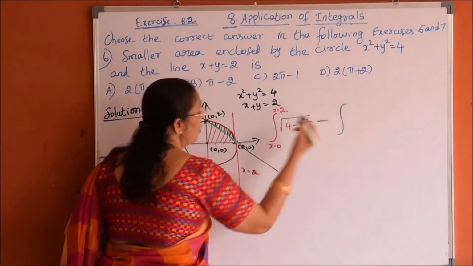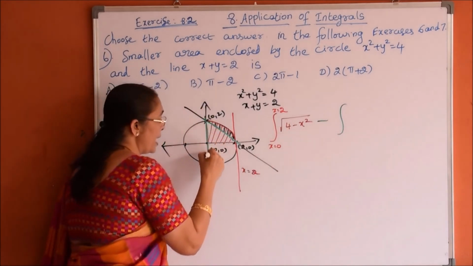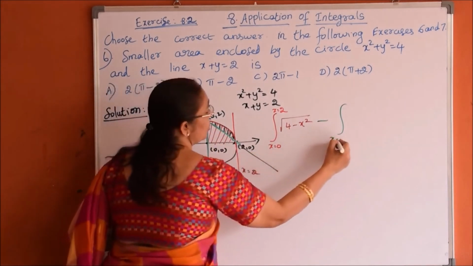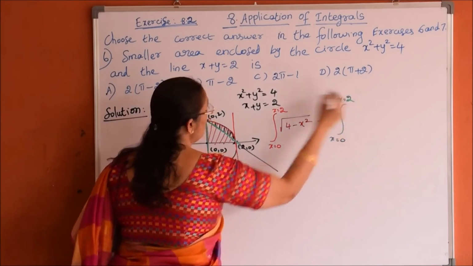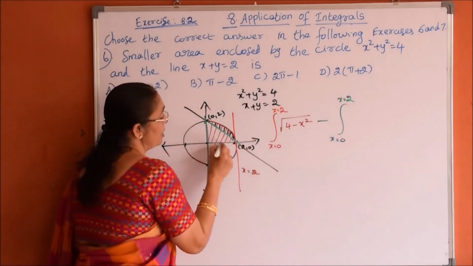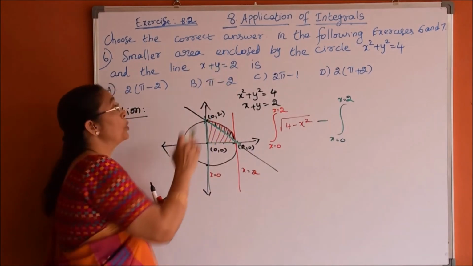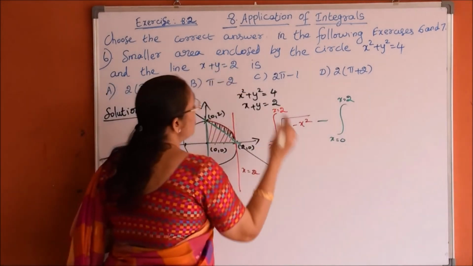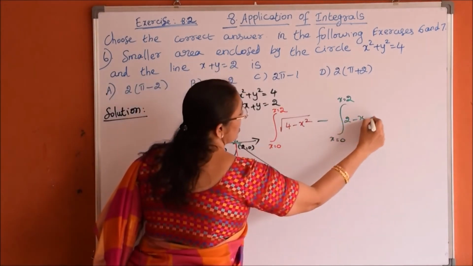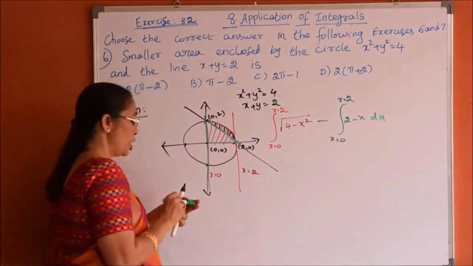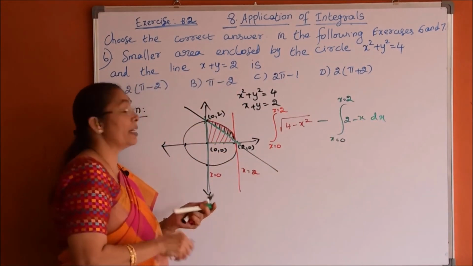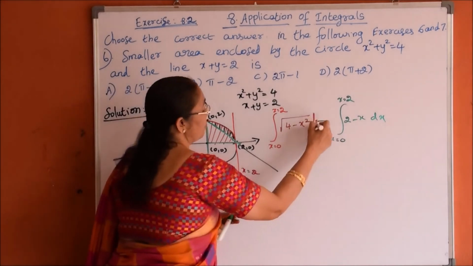Okay. So, from that, we remove the area covered by the straight line. From this we are removing the area between the same lines x equals 0 to x equals 2 by the straight line with the x-axis. So, the straight line equation x plus y equals 2, or y equals 2 minus x, dx. Fine. So, if we evaluate this integral, we will get the required area.